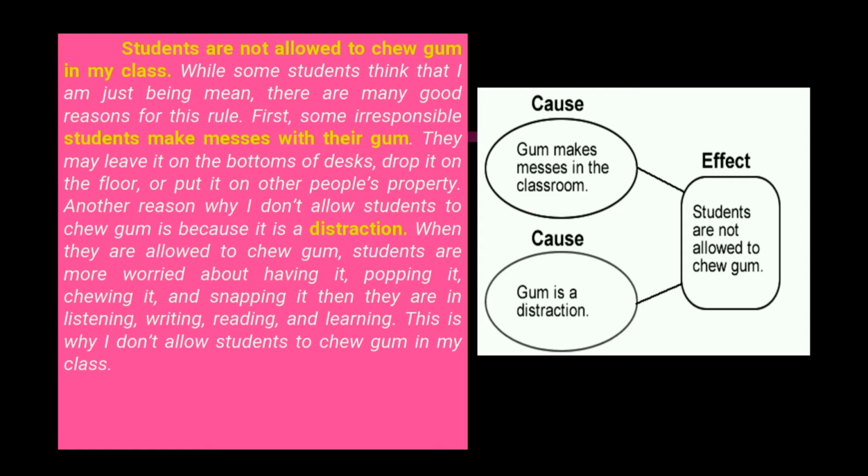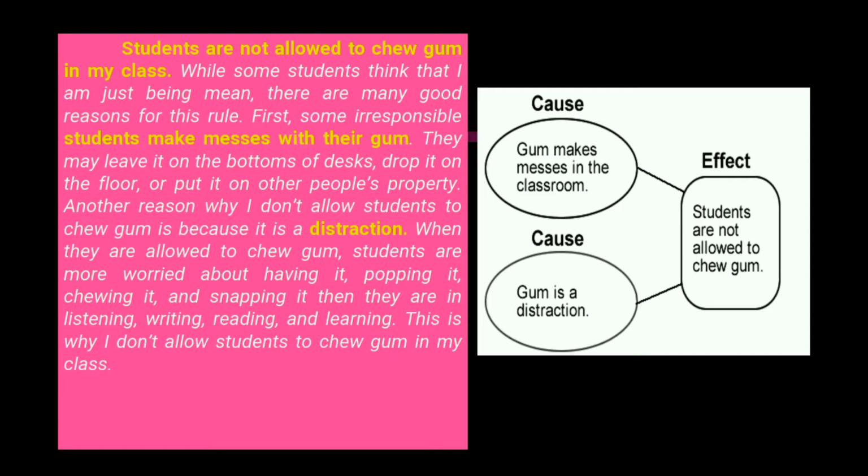First, some irresponsible students make messes with their gum. They may leave it on the bottoms of the desk, drop it on the floor, or put it on other people's property. Another reason why I don't allow students to chew gum is because it is a distraction. When they are allowed to chew gum, students are more worried about having it, popping it, chewing it, and snapping it than they are about listening, writing, reading, and learning. This is why I don't allow students to chew gum in my class.